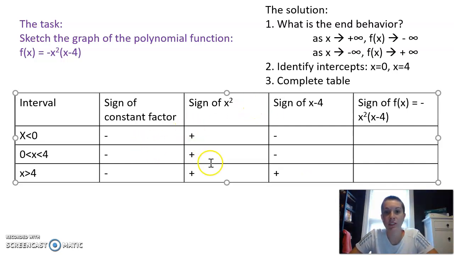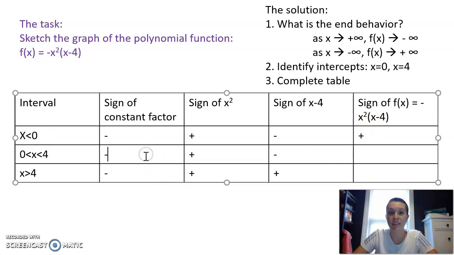Now, given each of these, we can find the sign of our entire function at each of the 3 different intervals. So, to do this, we're going to just multiply the signs by each other. So a negative times a positive is a negative. A negative times another negative, however, is a positive. So, the sign of our function from negative infinity to 0 is positive.